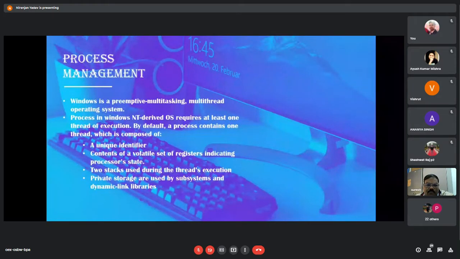Windows is a preemptive multitasking multi-thread operating system. Processes in Windows NT-derived OS require at least one thread of execution. By default, a process contains one thread, which is composed of a unique identifier, contents of a volatile set of registers indicating process states, two stacks used during the thread's execution, and private storage used by subsystems and dynamic link libraries.